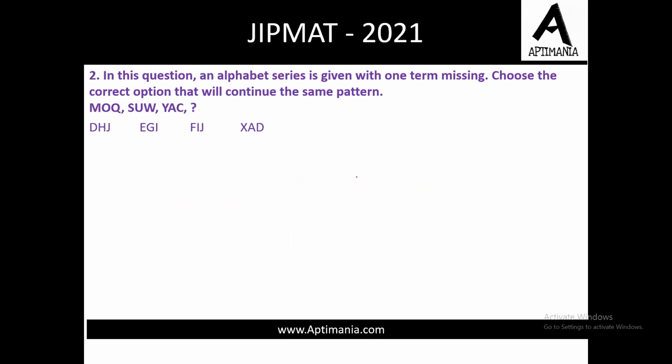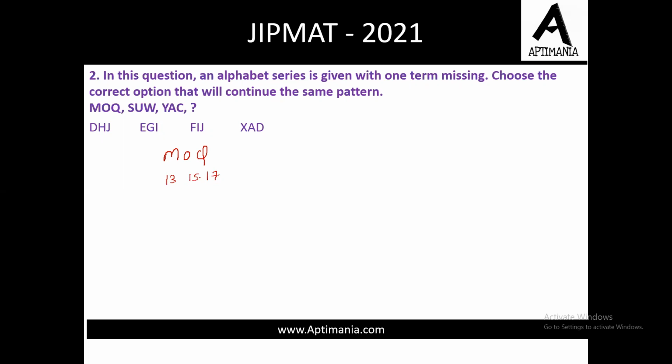Second question. Again based on series. In this question, an alphabet series is given with one term missing. Choose the correct option that will continue the same pattern. So see, an easy approach for such question is simply replace the alphabets by their position in alphabet series. So basically M comes at position number 13, O at 15, Q at 17. So we have 13, 15 and 17.